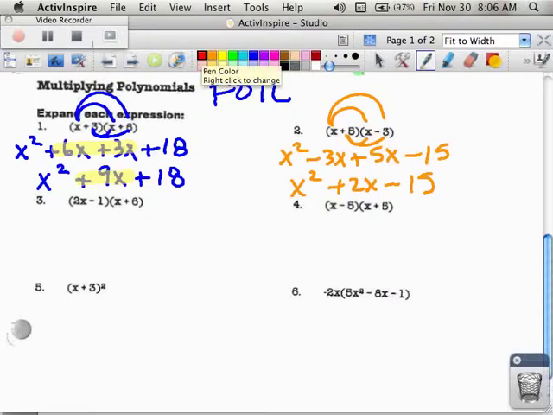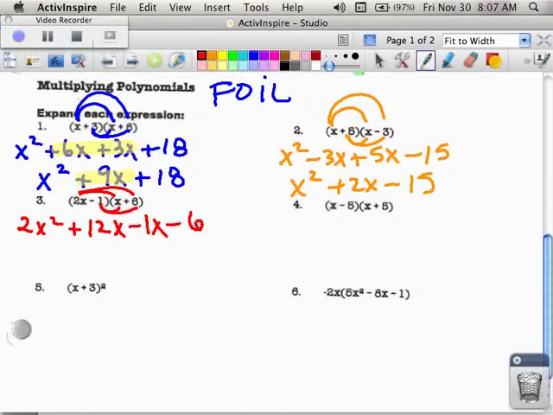In number 3, our first times first would be 2x squared. Our outers, 2x times positive 6 is positive 12x. Our inners, negative 1 times x is negative 1x. And then negative 1 times 6 is our last, which is minus 6. And I produce 2x squared plus 11x minus 6 is my final result.